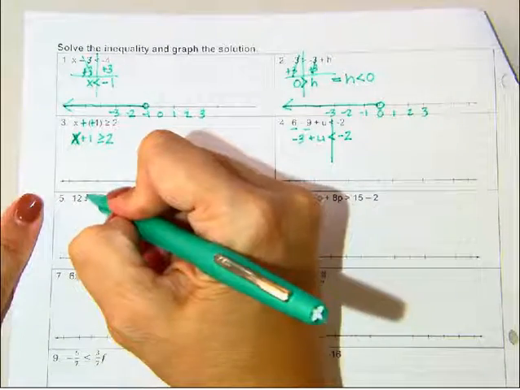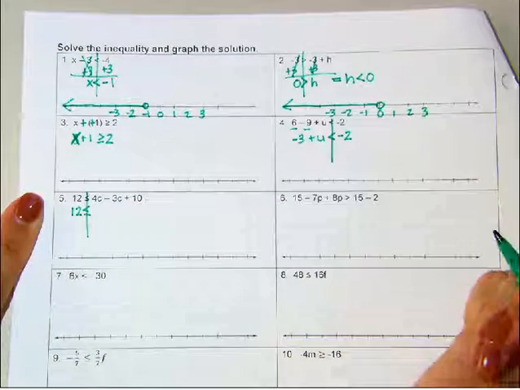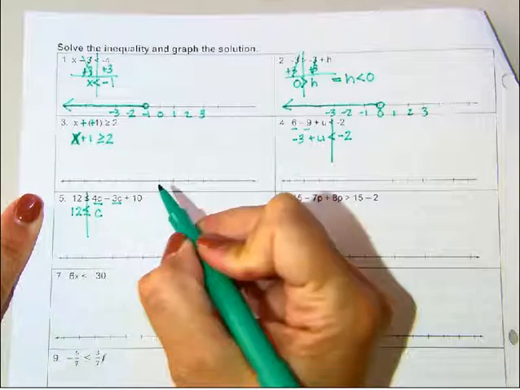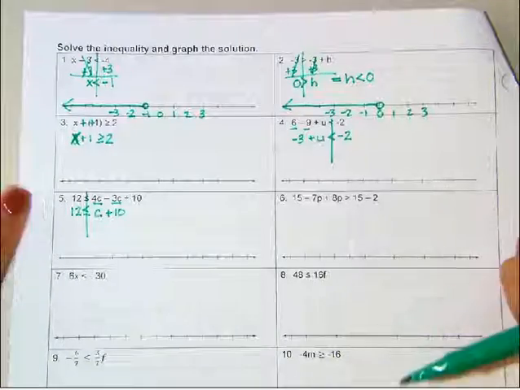Same thing with number 5. The left side only has the one term, so it'll stay. My symbol will stay the same. But now I have a 4c minus 3c, which is 1c plus 10. And now you can solve for c. So finish through number 14.